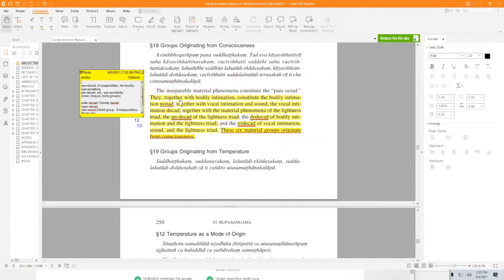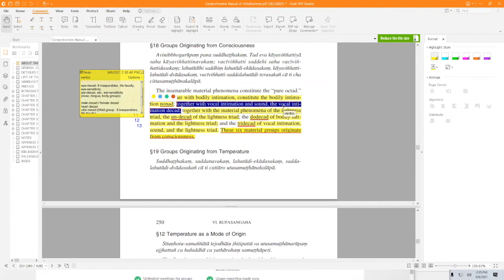So here we have the pure octad, again, the 8 inseparables, together with bodily intimation. That's the movement of the body. So that forms one group of 9, called the bodily intimation nonad. And then when you have speech occurring through vocal intimation, this is called the vocal intimation nonad.